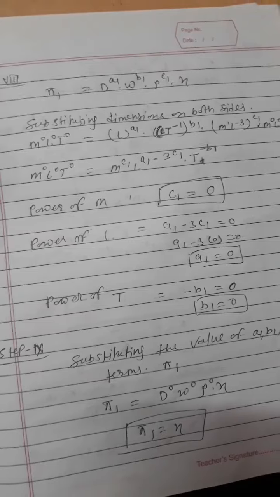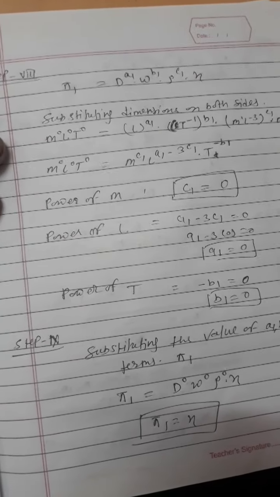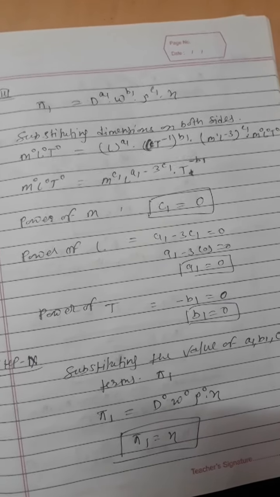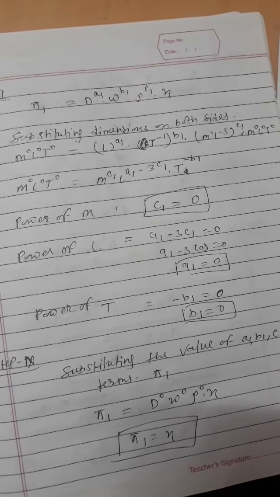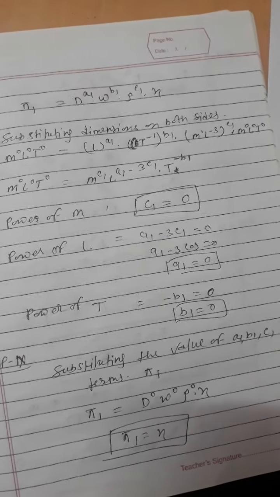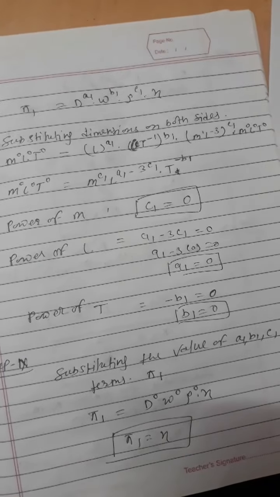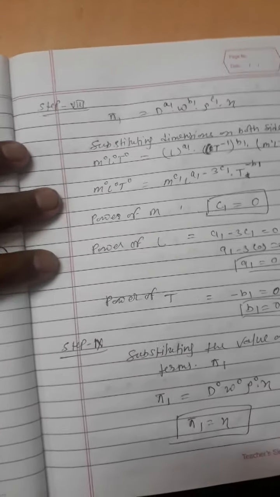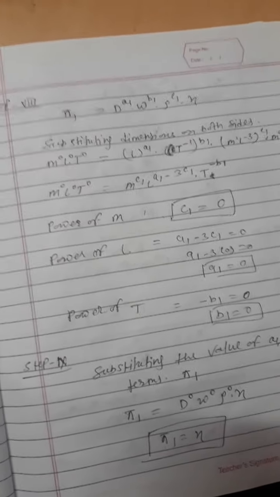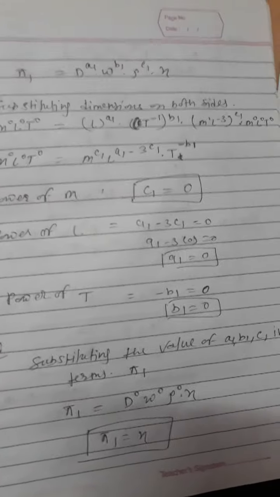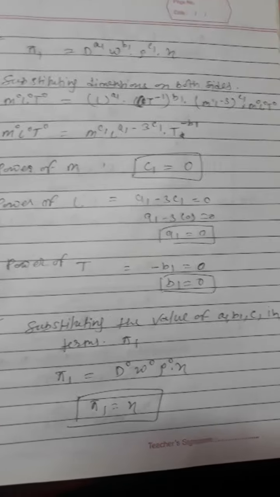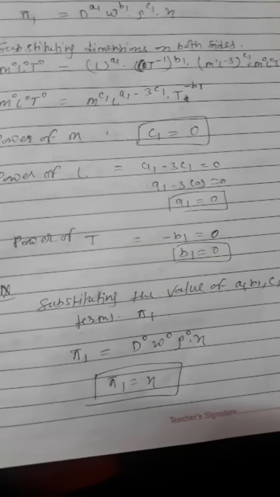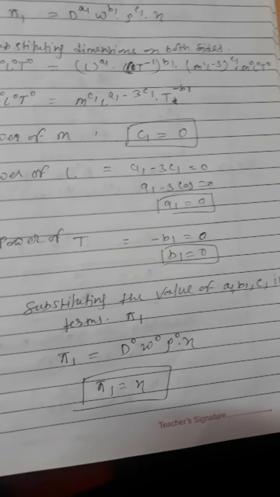Substituting the dimensions on both sides: M to the power 0, L to the power 0 and T to the power 0 is equal to L to the power a1, T to the power minus 1 to the power b1, M1 L to the power minus 3 to the power c1, M0 L0 T0. The efficiency is dimensionless. Comparing the dimensions on both sides: the power of M gives c1 is equal to 0. The power of L is a1 minus 3c1. Putting the value of c1, a1 is equal to 0. The power of T is minus b1 equal to 0, so b1 is equal to 0.